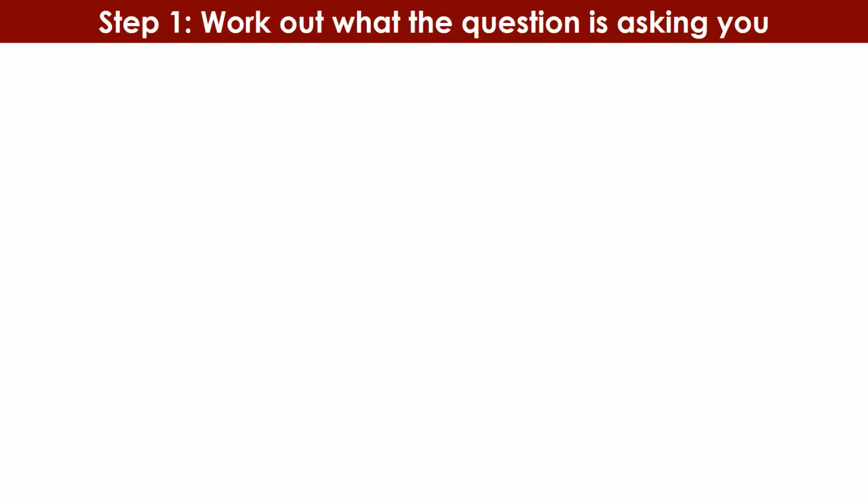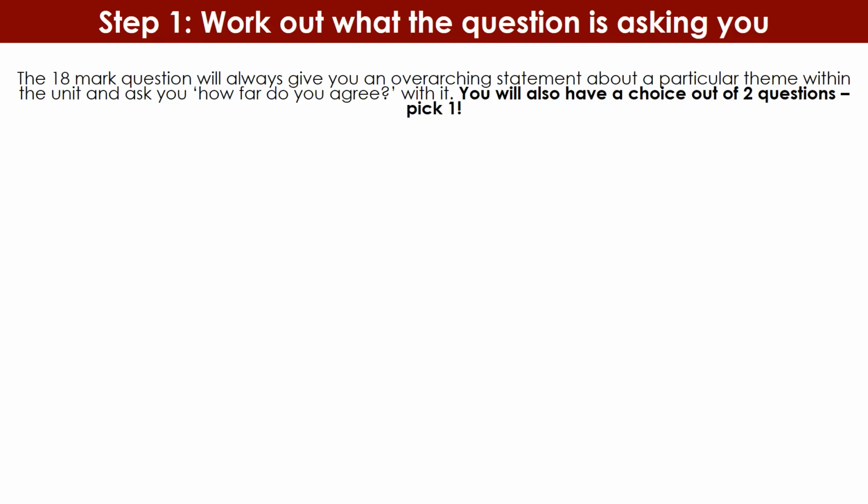So step one, exactly the same as the other two videos. What is the question asking you? Now the 18-mark question is a little bit different from the 7 and the 15-mark question, and it's different in a couple of ways. The 18-mark question will give you an overarching statement about a particular theme within the unit of Living Under Nazi Rule, and then it'll ask you, how far do you agree with this statement? You will also have a choice out of two 18-mark questions, of which you only need to answer one.